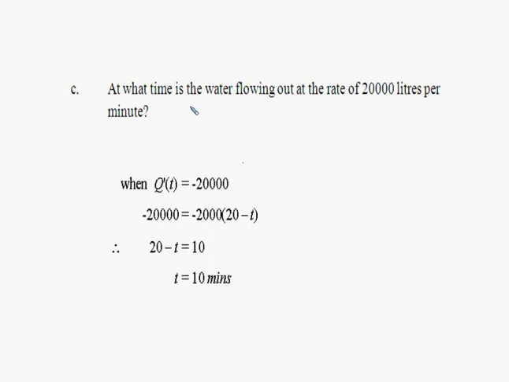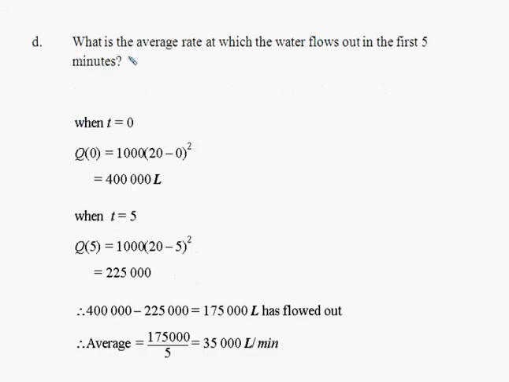At what time is the water flowing out at a rate of 20,000 litres per minute? Well, if it's flowing out at 20,000, then it'd be negative 20,000. So we do our equation there, divide by minus 2,000, 20 minus t would equal 10, so t would be equal to 10 minutes.